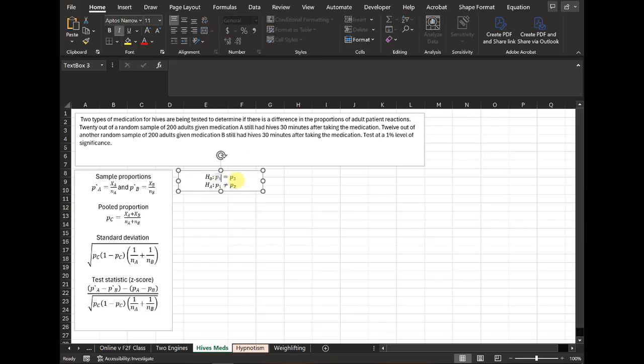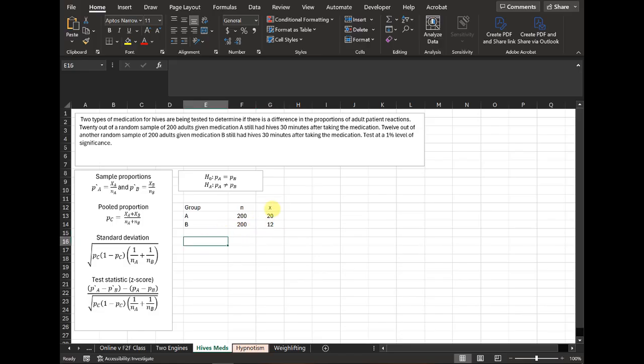So the first thing that we're going to want to do is, I called this group 1 and group 2. I guess I should have called it group A. Maybe I'll just switch it. Group A and group B. Okay, so the next thing we're going to want to do is just organize our information. So I switched it all to A and B just to make it more obvious. So I've got group A and group B, and I've got my N and my X for these. That's all I need to really get this particular party started. From group A, it was 20 out of 200 that still had hives, and from group B, it was 12 out of 200 that still had hives.